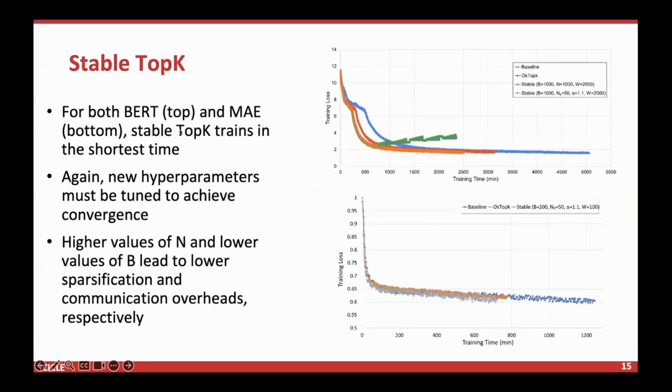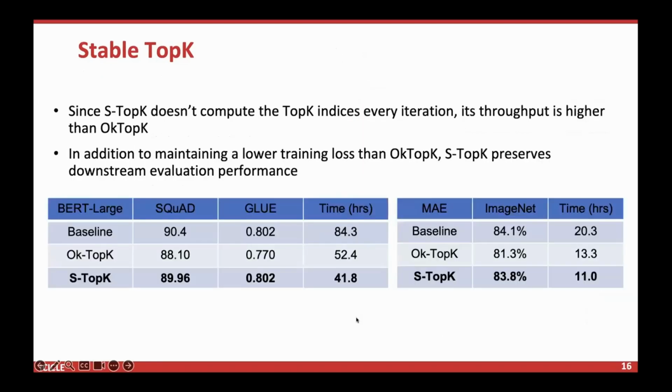Okay, so for both BERT and MAE, Stable-TopK trains in the shortest time when we compare the time. I have numbers later on. And if you look at the upper figure, this orange line is what we have with Stable-TopK using a bucket size of 1,000 and a frequency of 50 steps. And for the lower figure, this is for MAE, and this green line is the Stable-TopK with bucket size of 200 and the gradient update interval of 50 steps. Okay, so how does it perform?